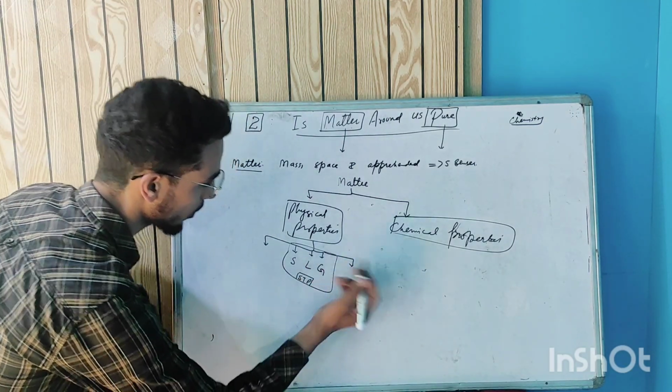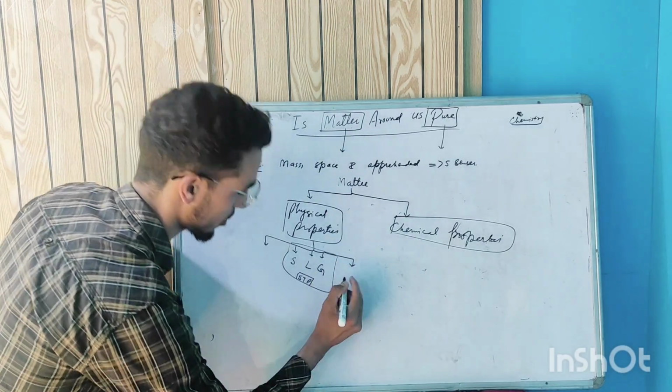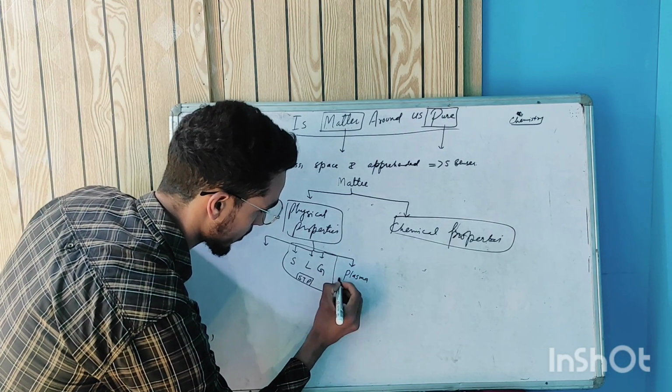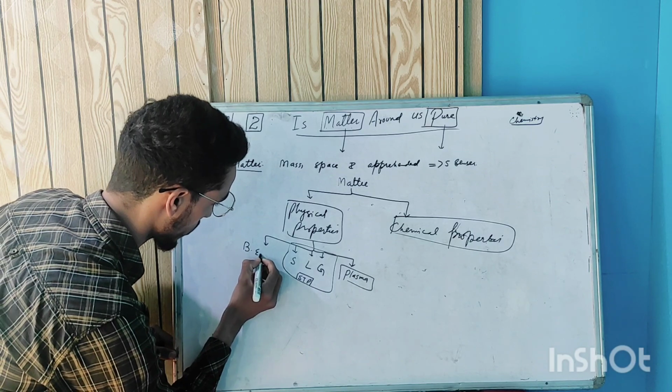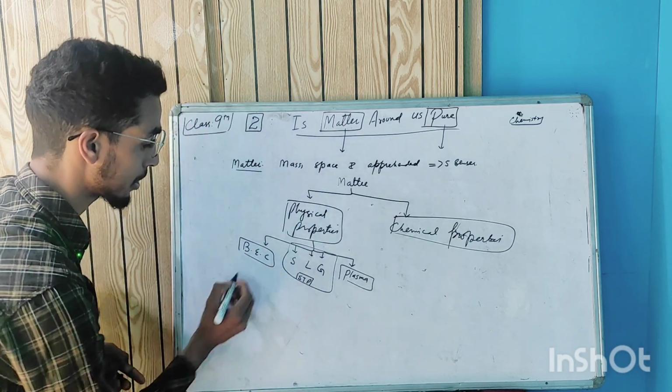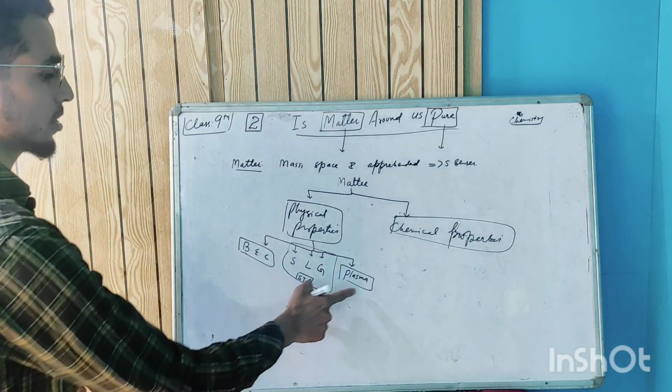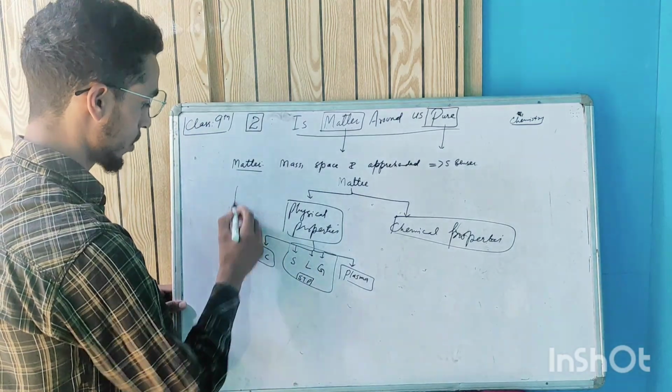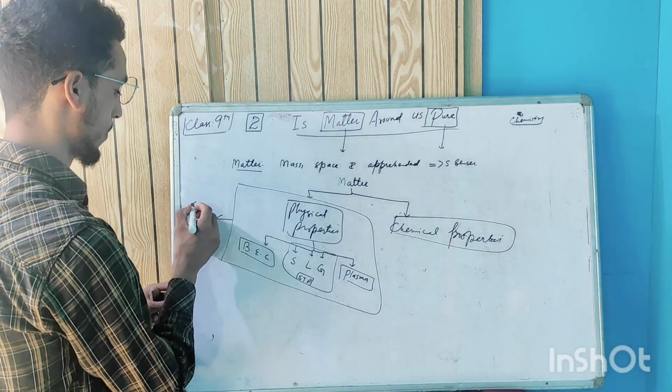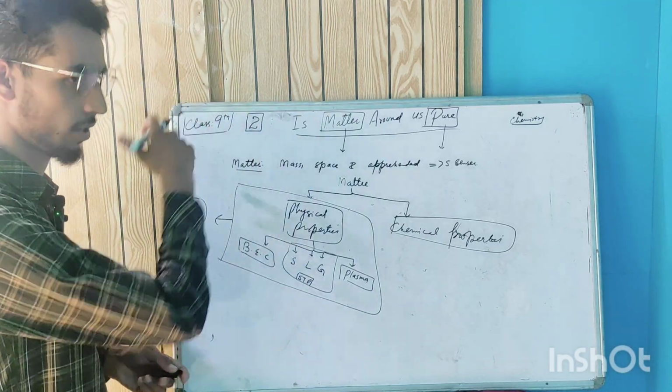If we further increase the temperature, this is a high energy state. This is called plasma, and this is called Bose-Einstein condensate, which is the lowest temperature state. So these five states are there. This whole part is studied in chapter one, matter in our surroundings, which we have done already.